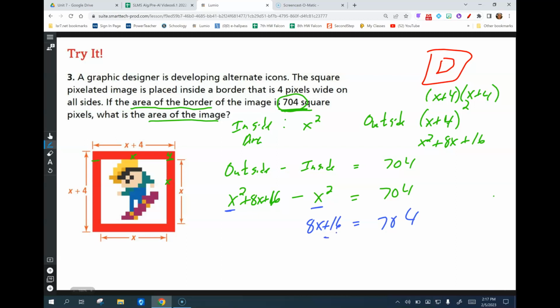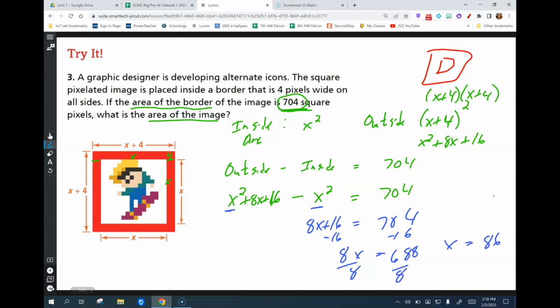704 minus 16. So 8x is equal to 688. Divide by 8, and we get x is equal to 86. Okay, what is the area of the image?